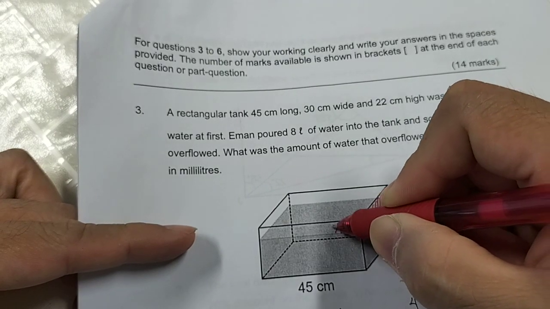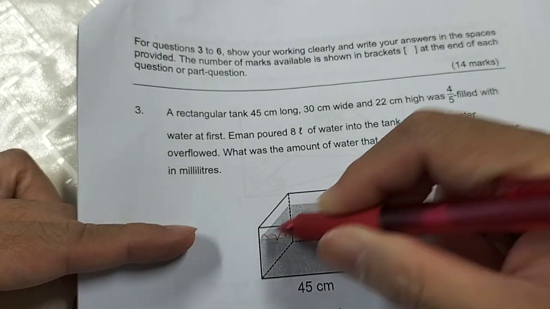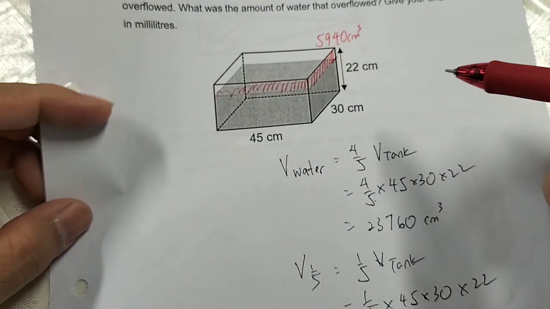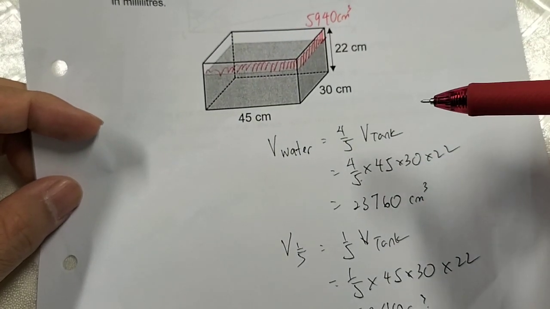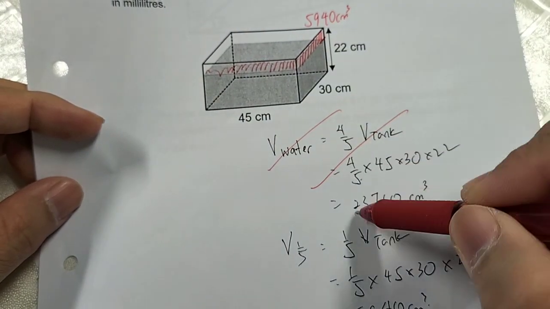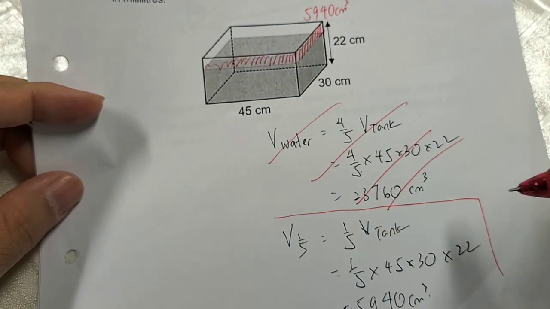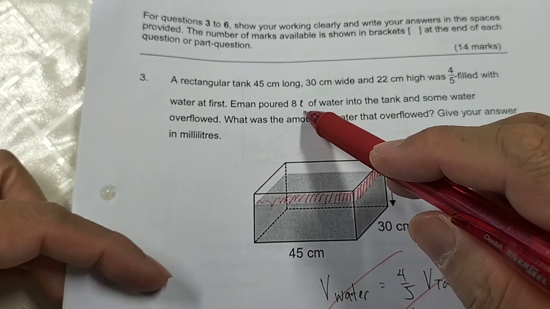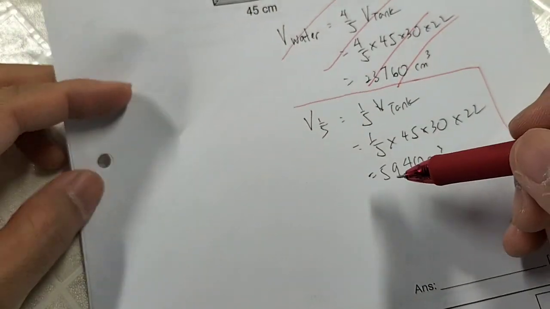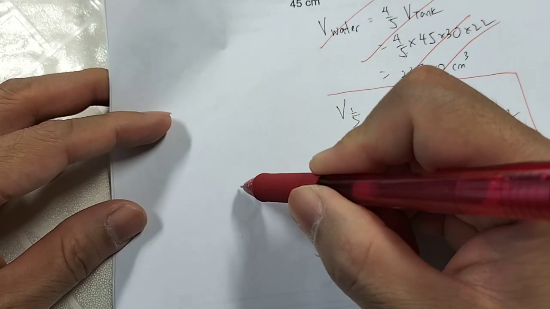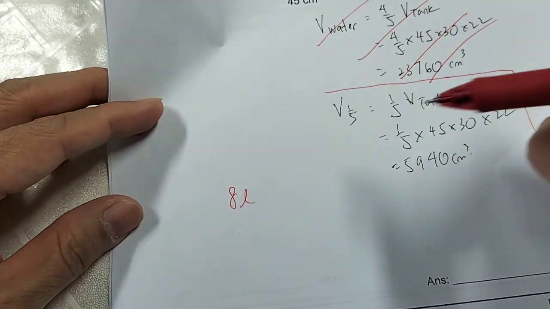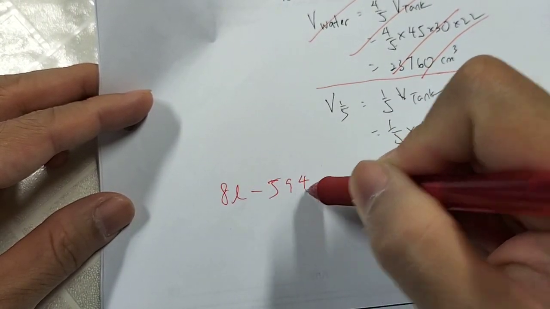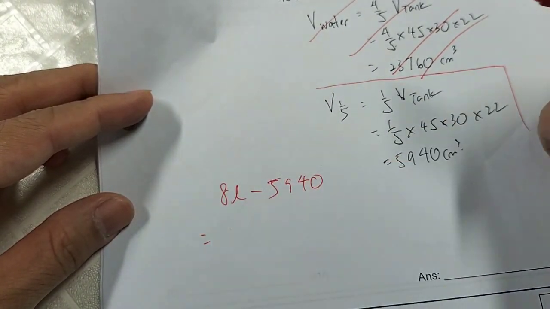Alright, this part on top. If I pour in 5,940 cubic centimeters, it will fill up fully. So actually I don't need this step. I just need this step. Then next, 8 liters of water was poured in. Some water overflowed. So now I just need to do water that's poured in, 8 liters, subtract away this 5,940. I get my answer.